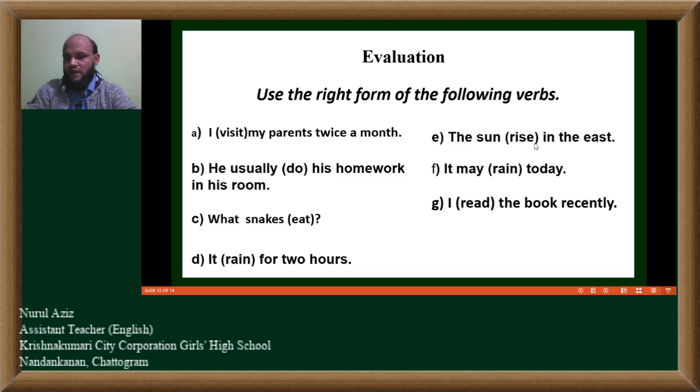The sun rises in the east. It may rain today. I have read the book recently. So these are the model answers, model evaluation activities for you. You have to do this kind of activities in your fourth assignment. Hope you have understood this class and you will do well in your next endeavor.